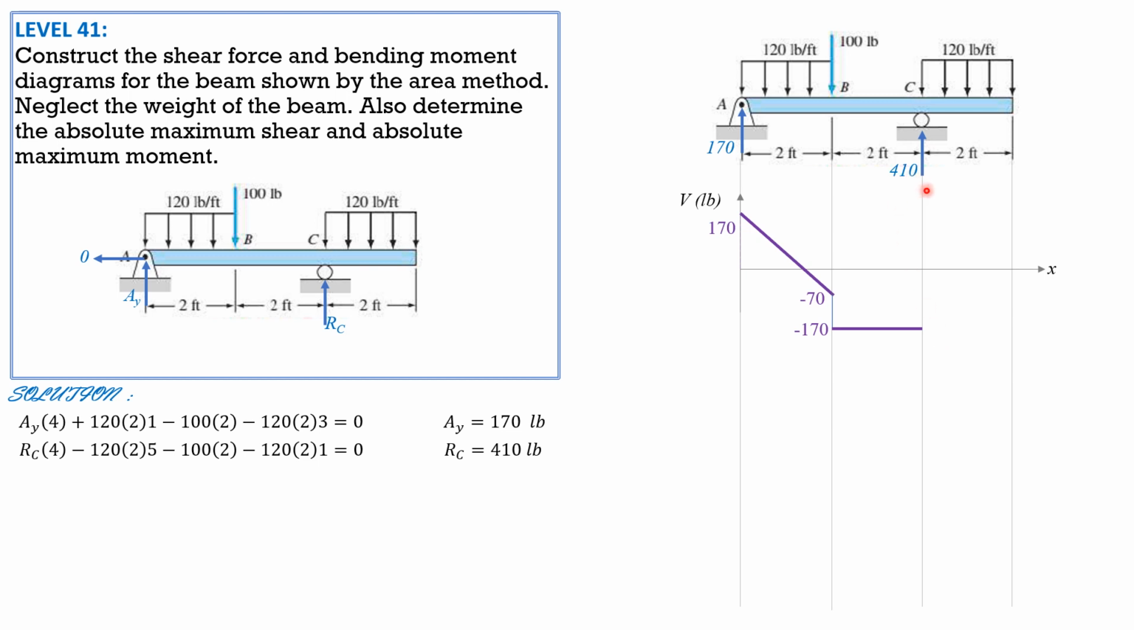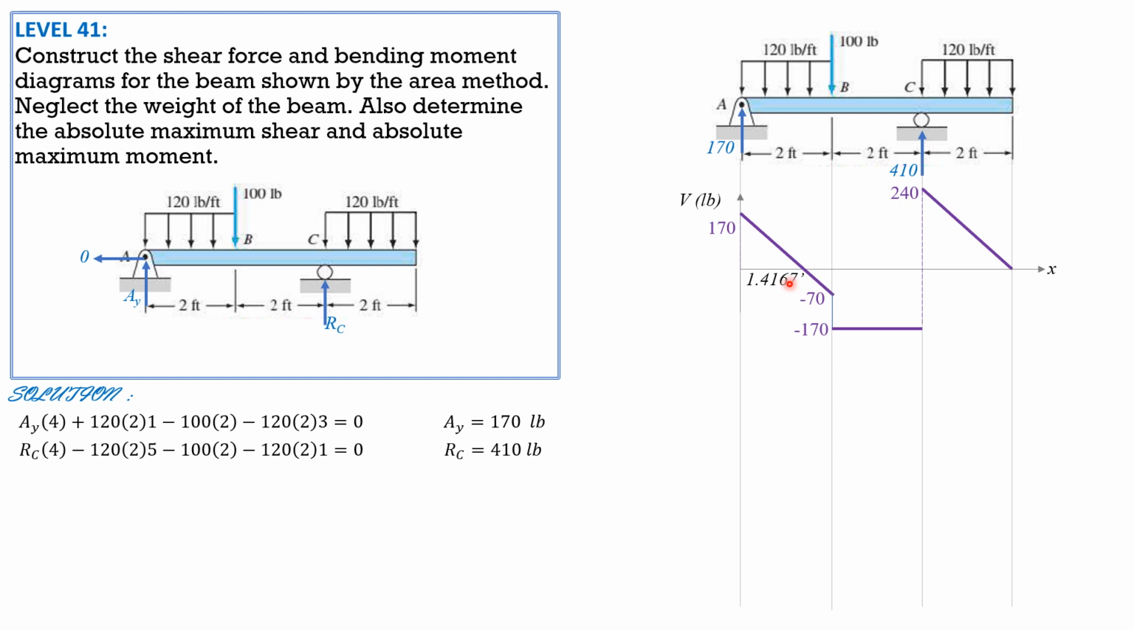Then there is an upward reaction. So negative 170 plus 410 is 240. Then 240 minus 120 times 2, again a straight line with negative slope of 120. So that's it.